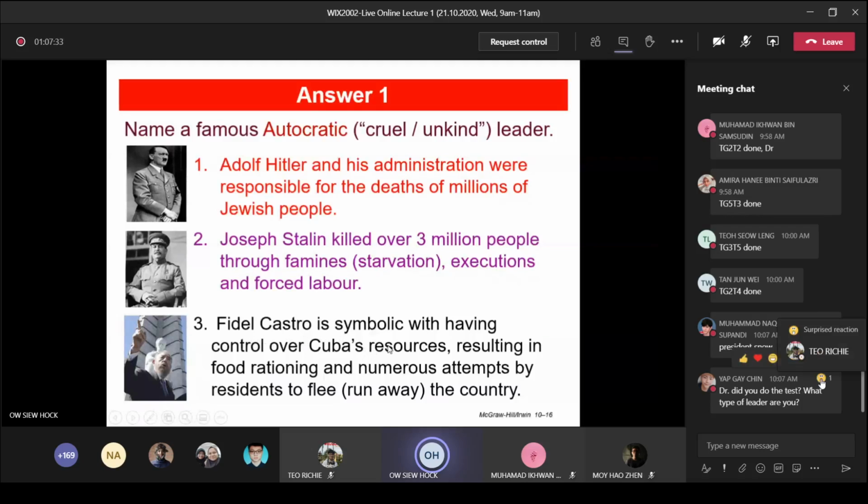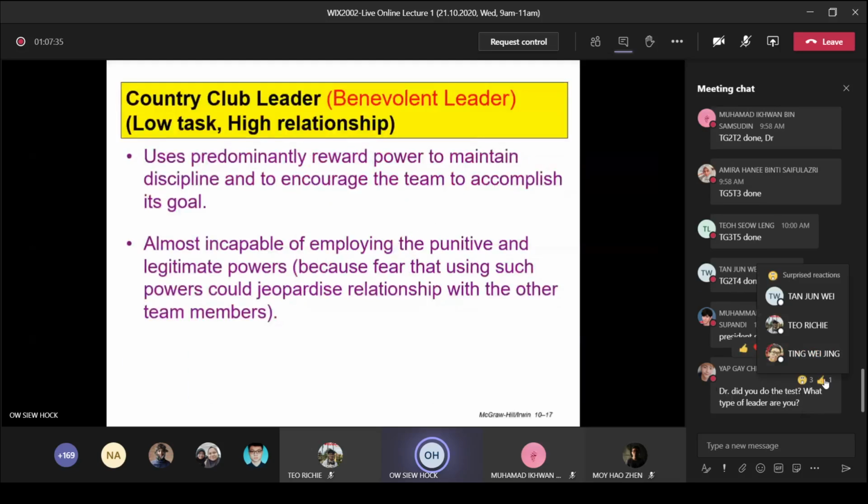Okay. Next. So the next type is called the country club leader. This type of leadership is low task but high relationship, very concerned about the staff. Uses predominantly reward power to maintain discipline and to encourage the team to accomplish its goal. Almost incapable of employing the punitive and legitimate powers because they fear that using such powers could jeopardize the relationship with the other team members. So they're not going to offend the staff. So very good with the staff, but then cannot get things done.